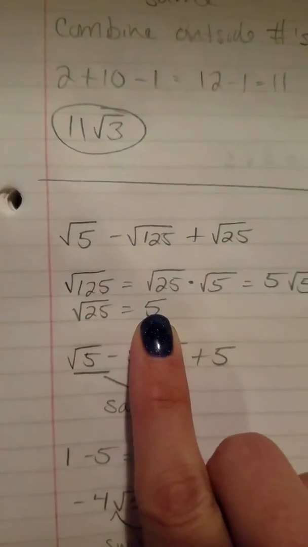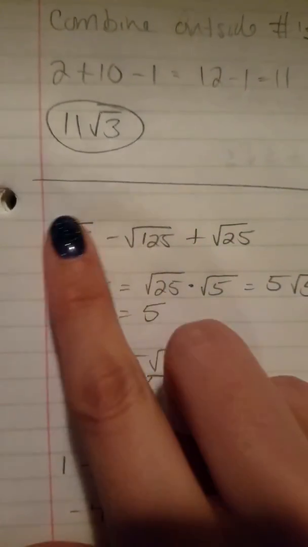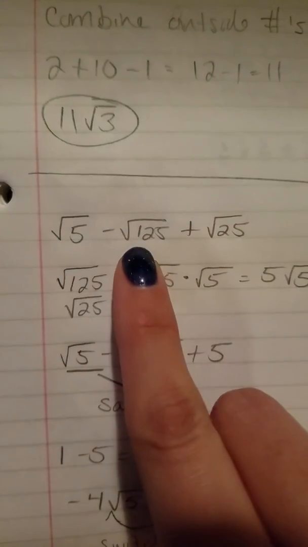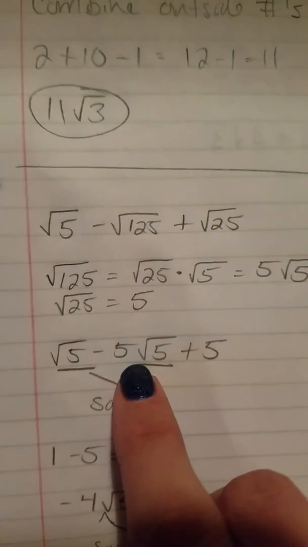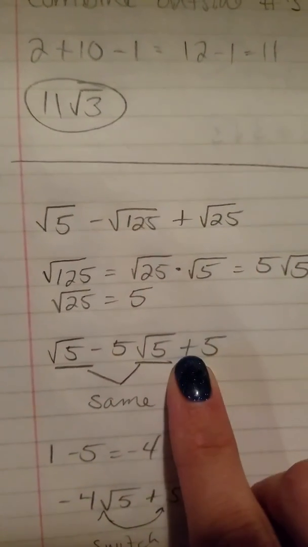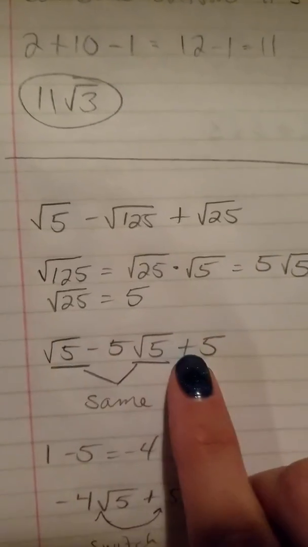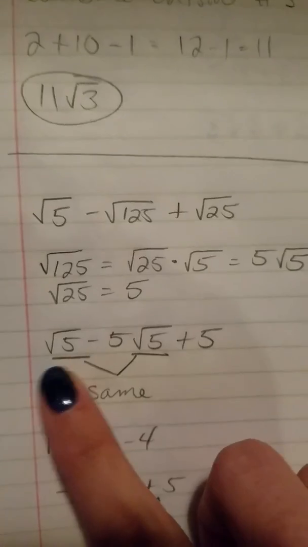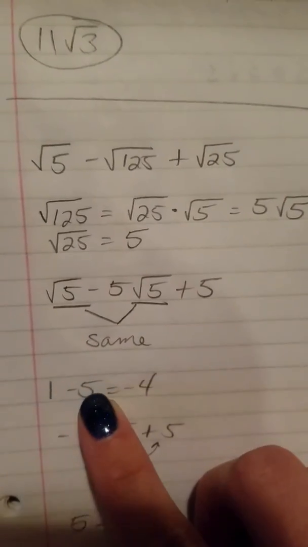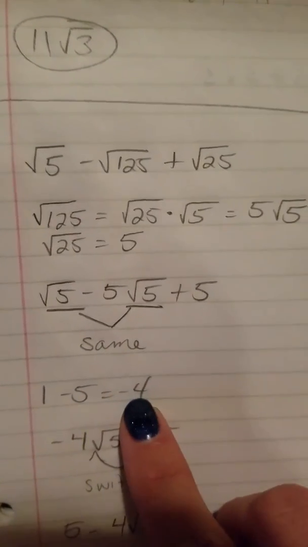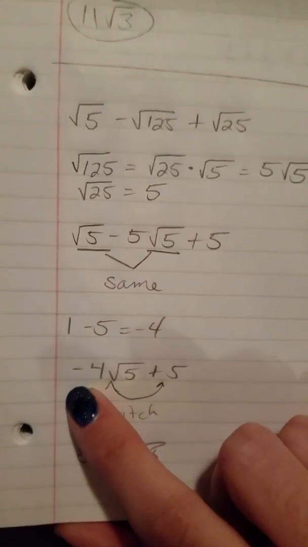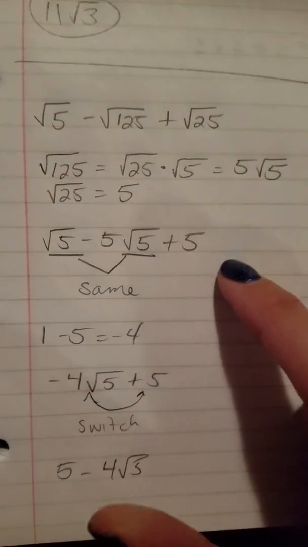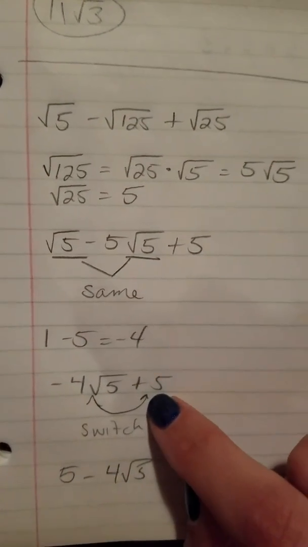Square root of 25 is just 5, so I'm going to replace that. Okay, so the square root of 5 comes down. This changes into 5 square root 5, and this is just a 5. Remembering to keep our symbols the same. So here's subtraction, here's addition. Then we combine these together, so it's like doing a 1 minus a 5 to give us a negative 4. So that gives me negative 4 square root 5, and we bring that 5 down.